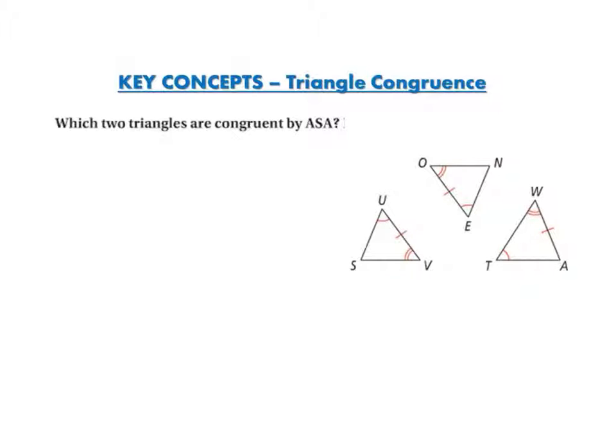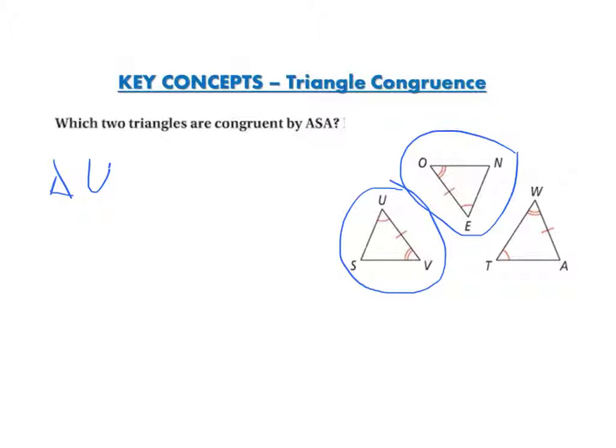We're asked which two triangles are congruent by angle side angle. Remember, angle side angle is two angles and an included side. And I have two angles and an included side here, two angles and an included side here. So my triangles that are congruent are triangle UVS and triangle EON.